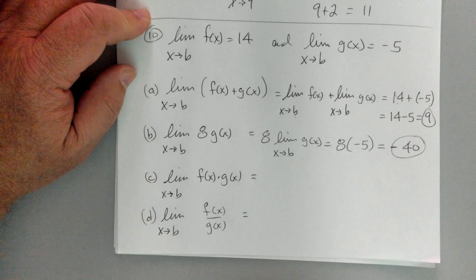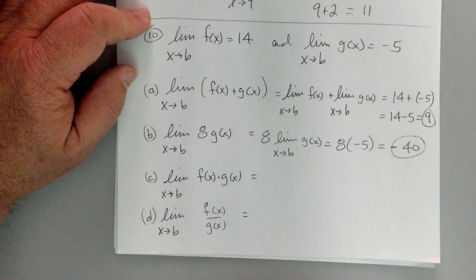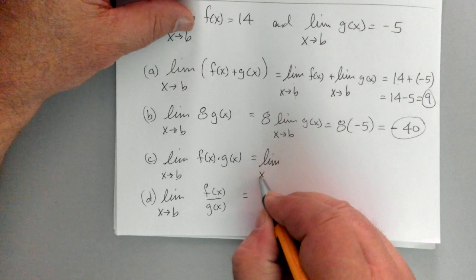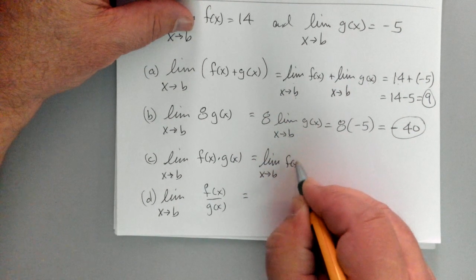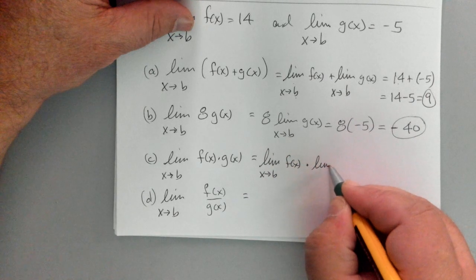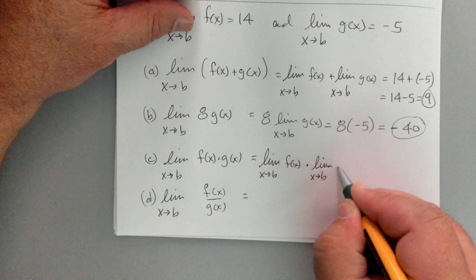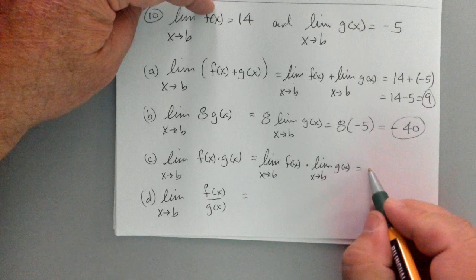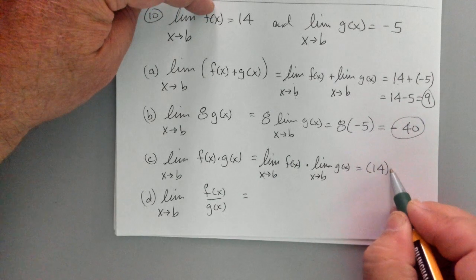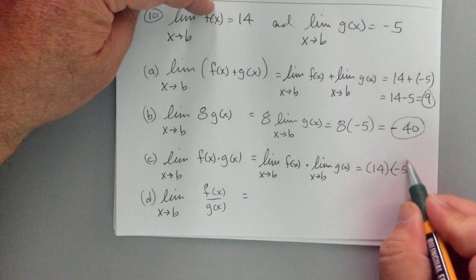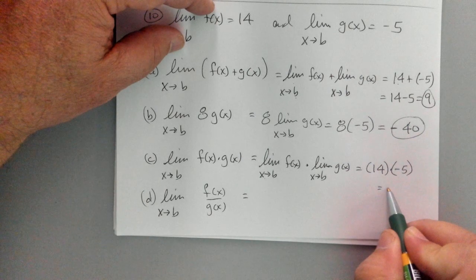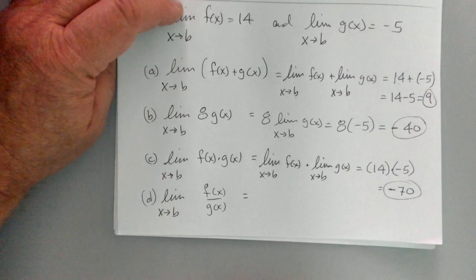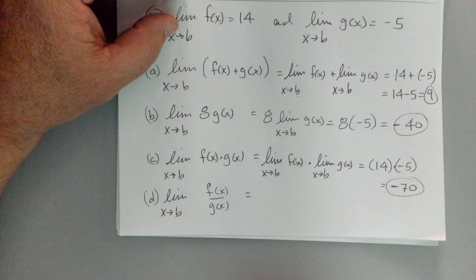The product property tells us what? The limit as x approaches b of f of x times the limit as x approaches b of g of x. The limit of f of x is 14 times the limit of g of x, which is negative 5. Positive times negative is negative. So here's negative 70.